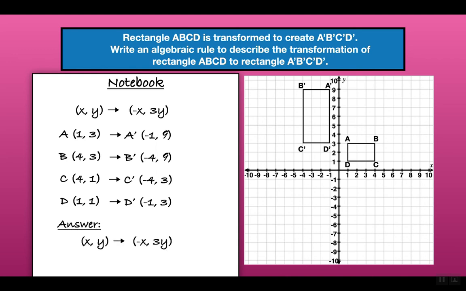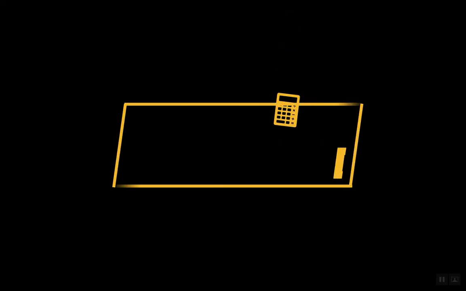Our algebraic rule is x comma y, and then we write the arrow, becomes -x comma 3y. And that's our answer. Okay, that's it for this review on transformation.